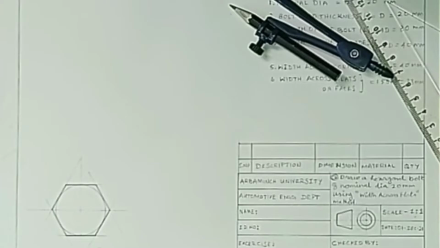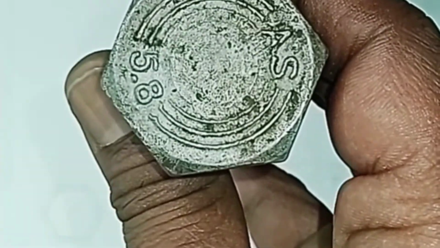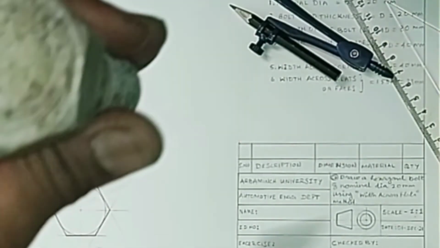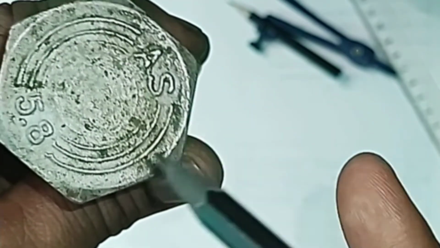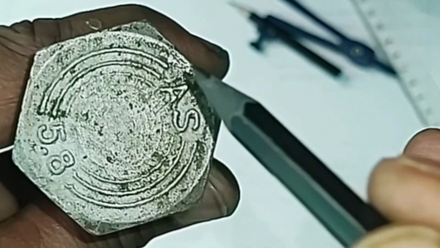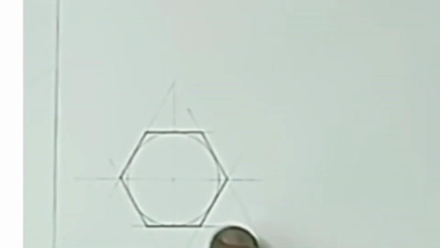The hexagon is ready, and also here in this view, the internal circle is also visible. See, it will also be visible. So we can darken the circle also. Make this circle thicker, then trim the excess lines.